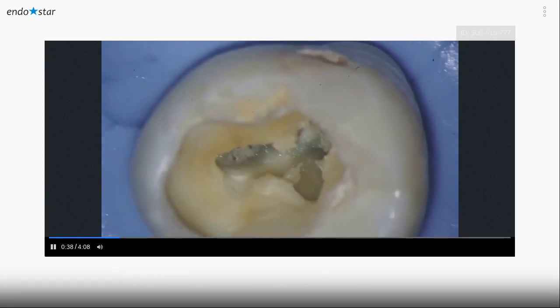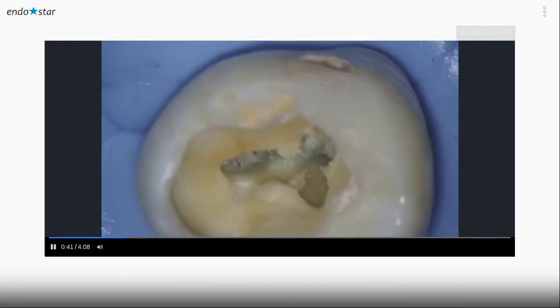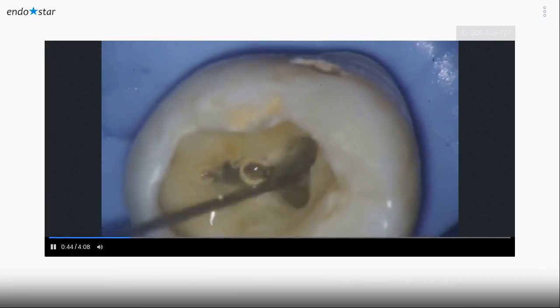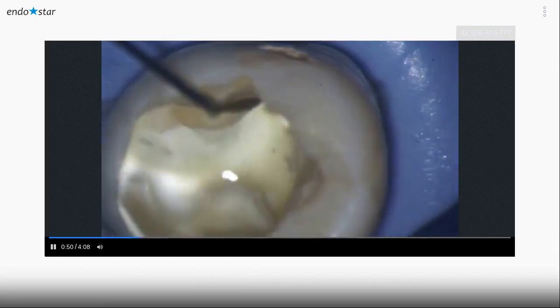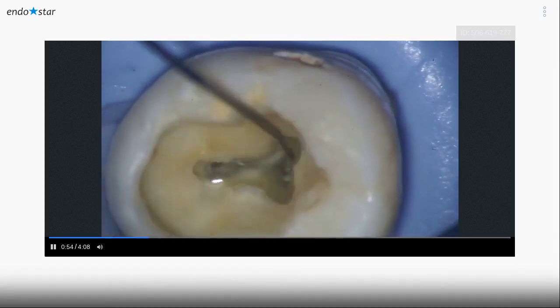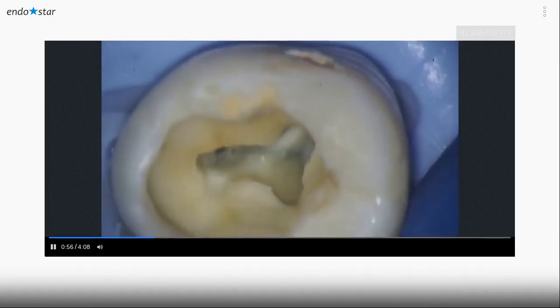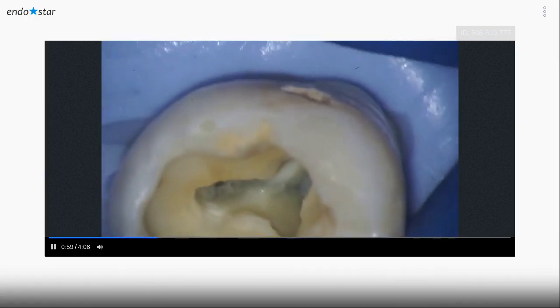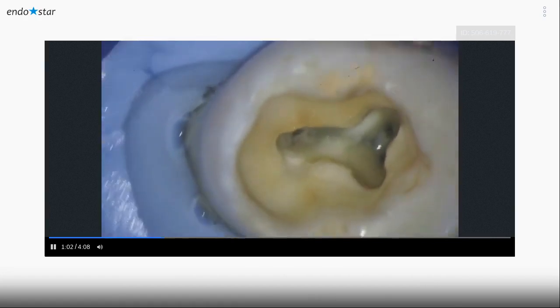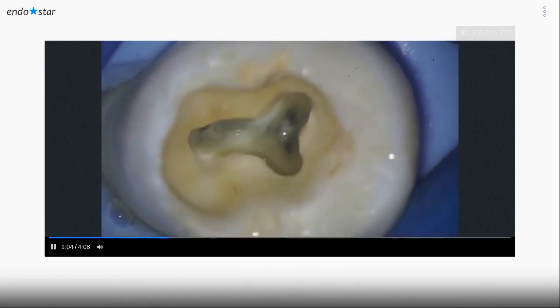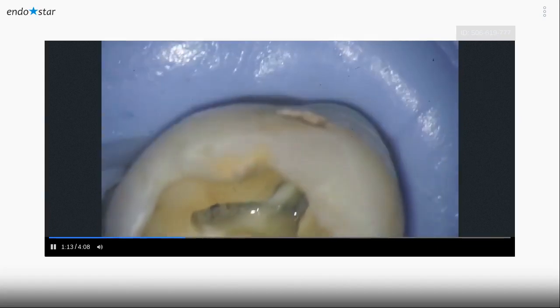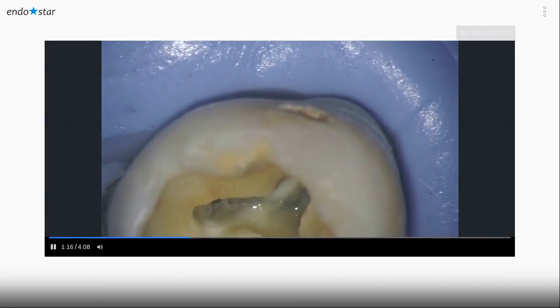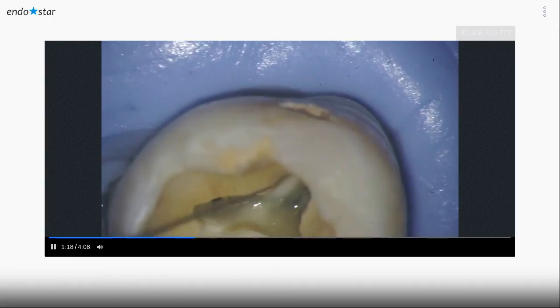Whenever there's a curved canal, I often start with the 8K instead of the 10K to establish patency. So here I'm introducing a pre-curved 8K file in one of the mesial roots, going down gently in a watch winding motion. Once I get the tactile sense that I've almost reached the apex, I'll withdraw the file.